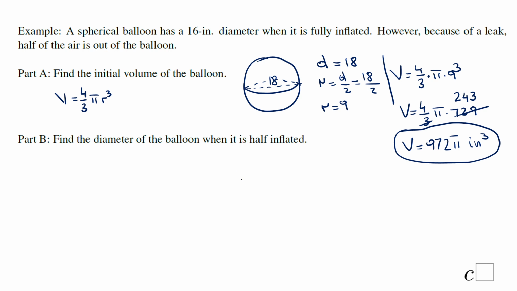And now half of this is gone. So if half of this 972 pi, keep the pi, is gone, how much do we have left? It is going to be 486 pi. This guy is half left.